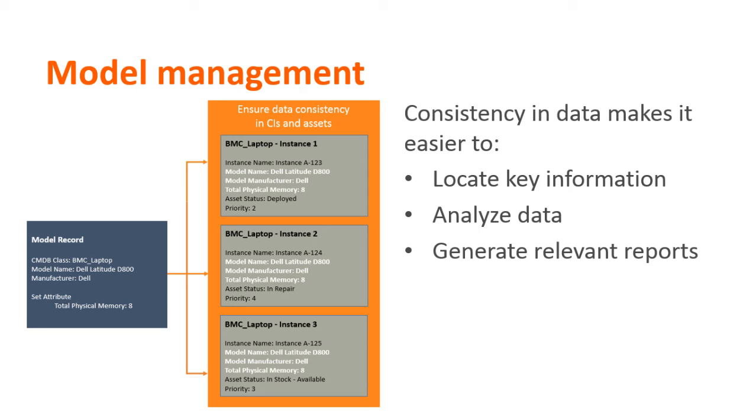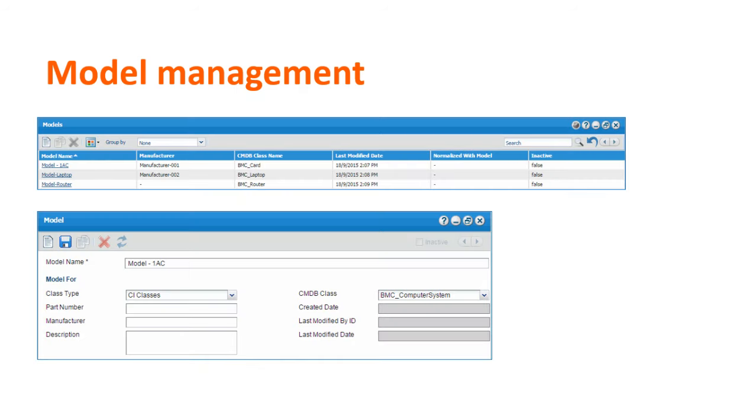You can think of models as catalog items or templates that you use to create CIs and assets. System administrators can now create and manage models to standardize key attribute values such as model name and manufacturer name in CIs and assets. When users select a model for a CI or an asset, the model name and other attributes that are specified in the selected model are also applied to the CI or asset.